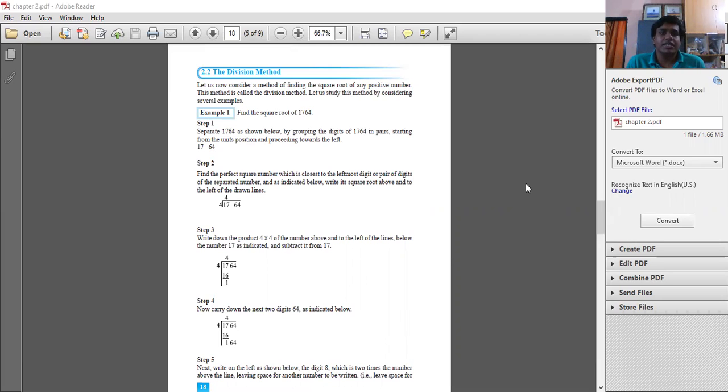Let us now consider a method. Let's read it. Let us now consider the method of finding the square root of any positive number. This method is called the division method. Let us study this method by considering several examples. Find the square root of 1764. Example number 1.